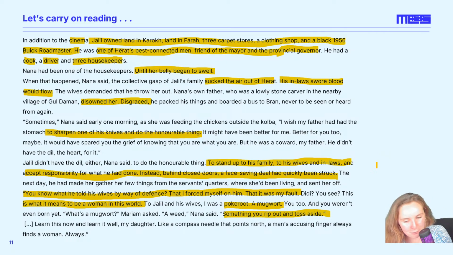And notice how this is phrased. Sucked the air out of Herat, his in-laws swore blood would flow. Whose blood? Jalil's? Certainly not. It's not even said explicitly, but implicitly we know that this is Nana's blood, right? That Nana is being blamed and Mariam, consequently, is being blamed for this scandal. And that Jalil has no blame and no part in it. And that blood would flow.